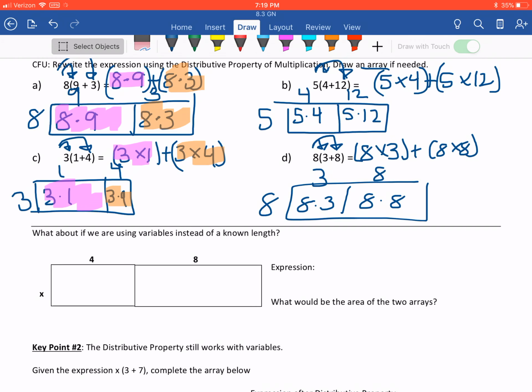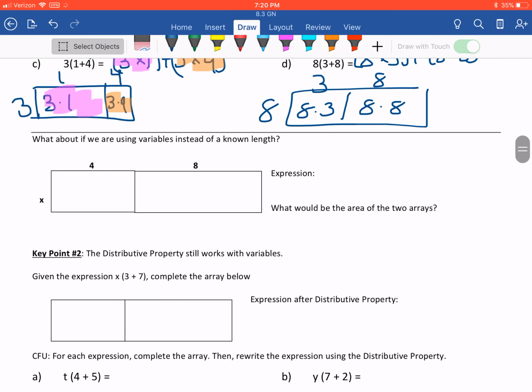All right, so why are we spending time doing this? Some of us may be seeing this and being like, okay, I get it. Like, whenever I multiply the two pieces and add them together, it's the same thing. Well, the reason that we're doing this is because now we're going to add some kind of algebraic twist to it. So the next section says, what if we are using variables instead of a known length?